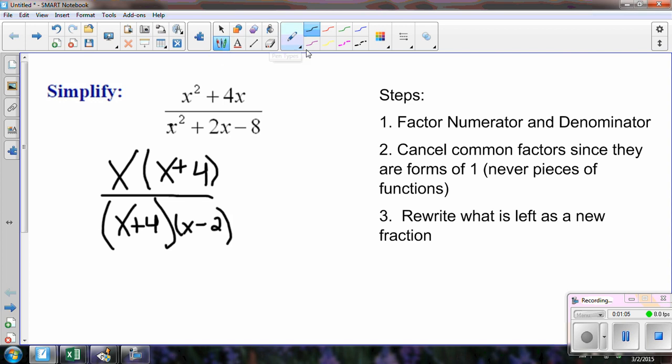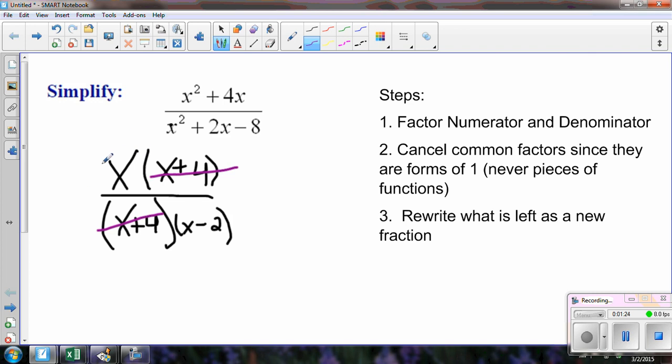The next thing we look for is if there are any common factors that make forms of 1. So that would be anything in the numerator and the denominator that when you divide them by each other, it gives you a form of 1. So that's x plus 4 over x plus 4. Then we look and see if there's anything further.